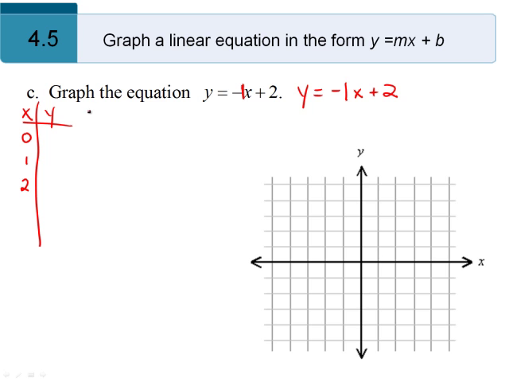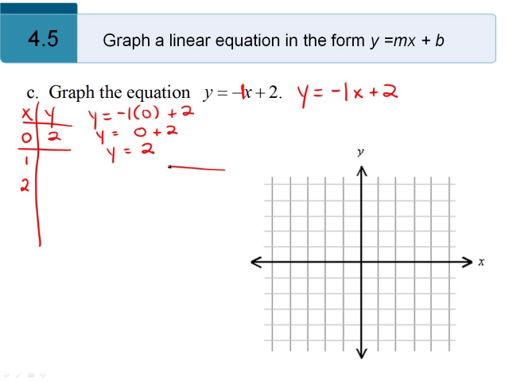So we start by plugging in 0. We have -1 times 0 plus 2. So that would be -1 times 0 is 0, plus 2. So y equals 2. Here's my first ordered pair, 0, 2.